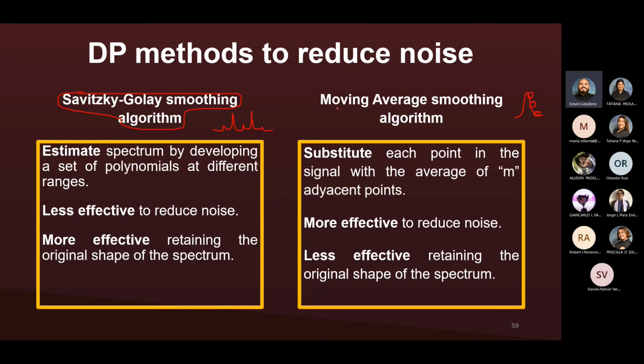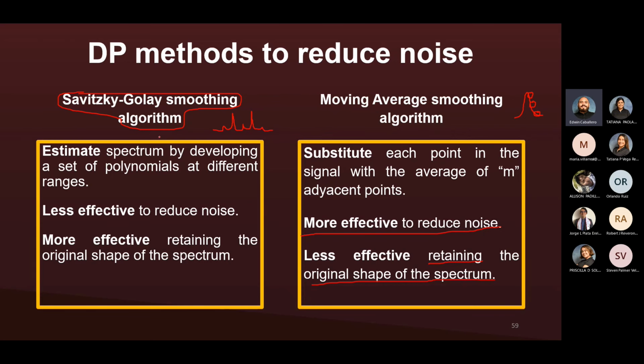In effect, moving average is the best one to reduce noise. However, since you're averaging what you have at your sites, it's less effective for retaining the original shape of your spectrum because you're basically changing it. And when you do Savitzky-Golay, you're basically placing a polynomial that takes the shape. So it's a lot more effective at retaining the original shape, but it will reduce a lot less noise.